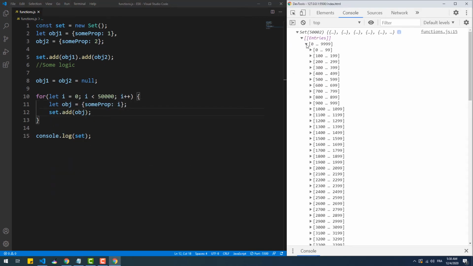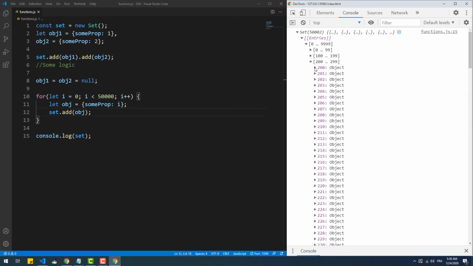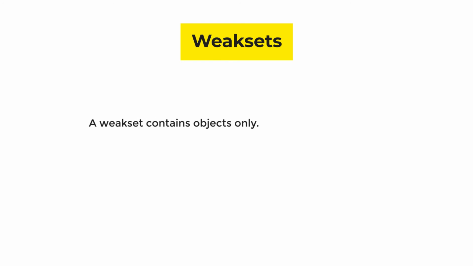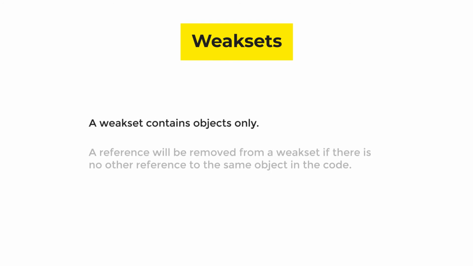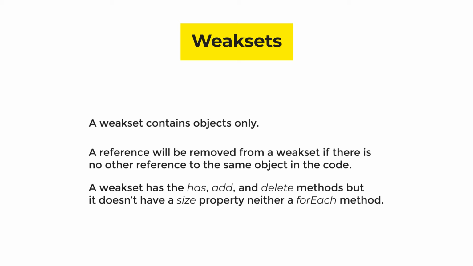Now, those 50k objects are taking space in my computer memory even if I'm actually using none of them further in the code. So, to prevent that from happening, ES2015 came with another type of set, which is the weak set. A weak set is a set that accepts only objects as values. Furthermore, a weak set will hold onto an object only as long as it is bound to another reference. We can use the add, has, and delete methods on weak sets. However, they don't have a size property, nor a forEach method.